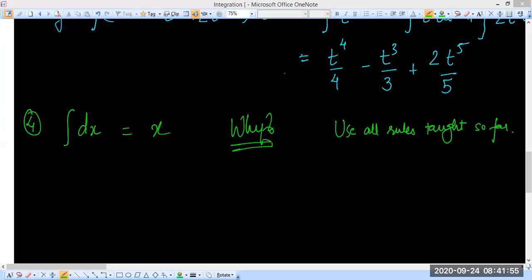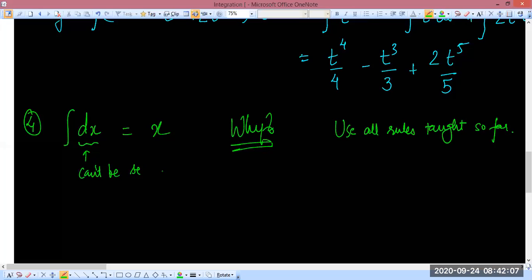D is constant? Ayushi, no way. This is not D. This is dx together, right? You can't separate these two. X is not constant. See, everyone, if x was constant, this would mean nonsense. Why?